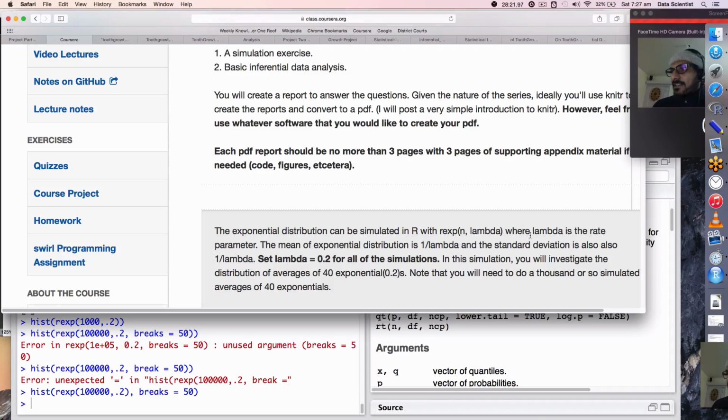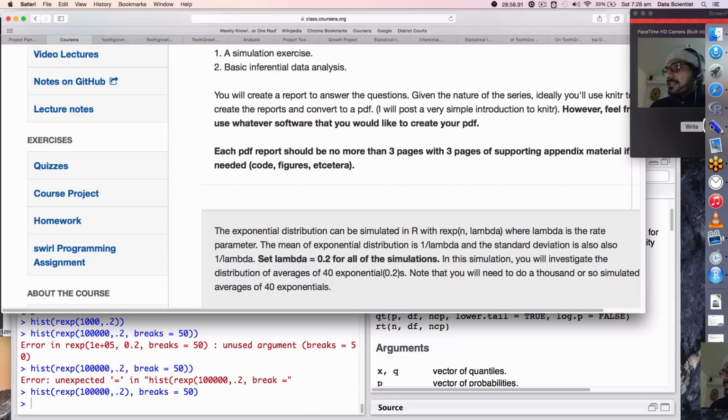we'll simulate with R, where lambda is the rate parameter. The mean of the exponential distribution is given by 1 by lambda, and at the same time the standard deviation is also given by 1 by lambda. So this is the property of the exponential distribution. For our purpose, we're saying lambda is equal to 0.2. So in this simulation, you are going to investigate the distribution of averages of 40 exponentials. Note that you will need to do 1,000 or so simulated averages of exponentials.